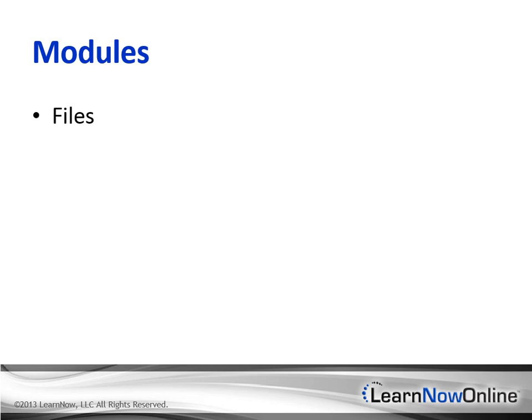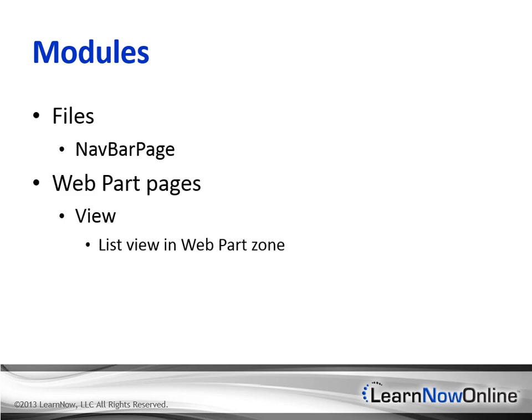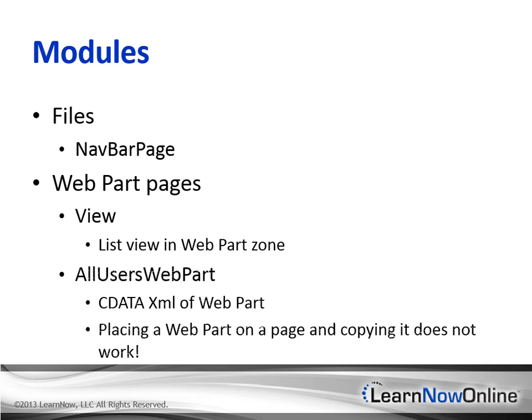Next element is the Modules element. The Modules element is just like the Modules element for features, where it's used for provisioning files. You can specify one or more files to provision on a site via one or more File elements. If the file is a web part page, you can add some different child elements to specify the contents of the individual web part zones. So in this case, you could specify a list view and a web part zone.